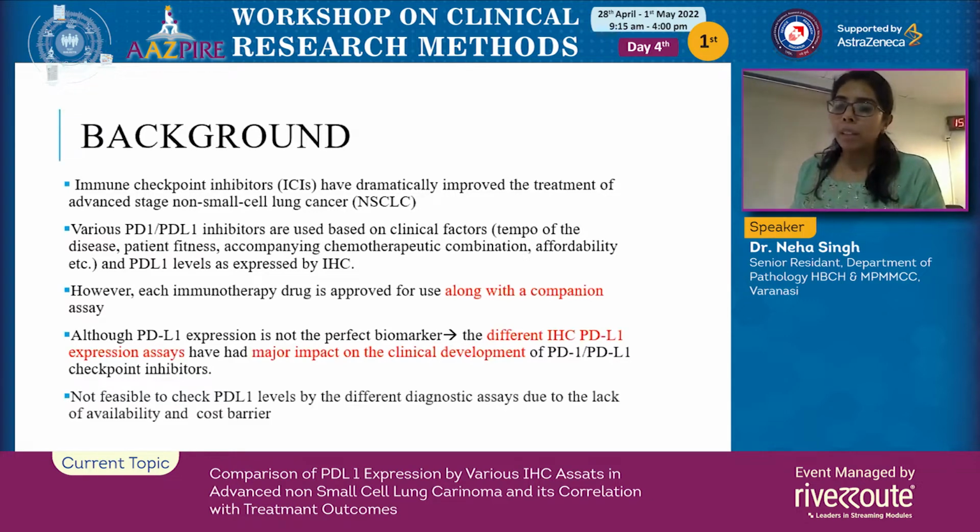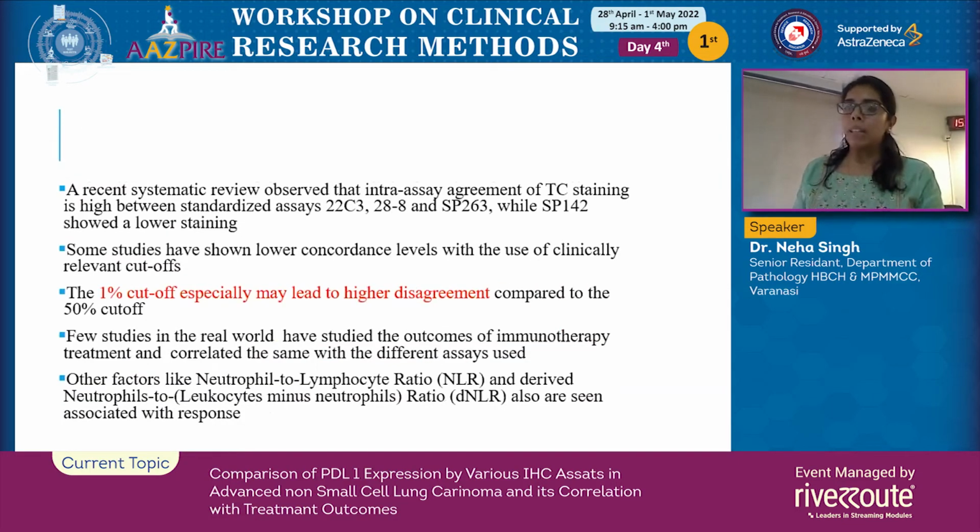The problem that arises is that it's not feasible to check the PD-L1 levels by the different diagnostic assays to their companion drugs due to the lack of availability at each center and the cost barrier. A recent systematic review observed that the inter-assay agreement of the tumor cell staining is high between the standardized assays, that is 22C3, 28-8, SP263, and SP142 showed a slightly lower staining.